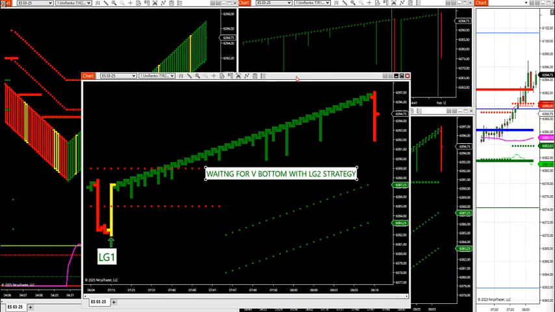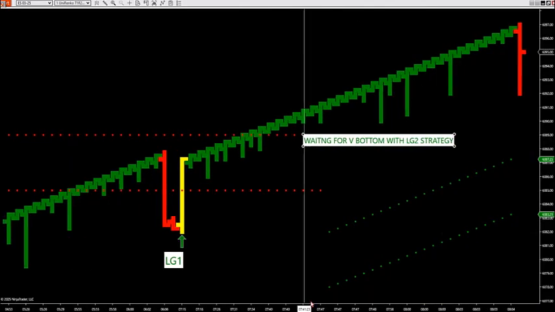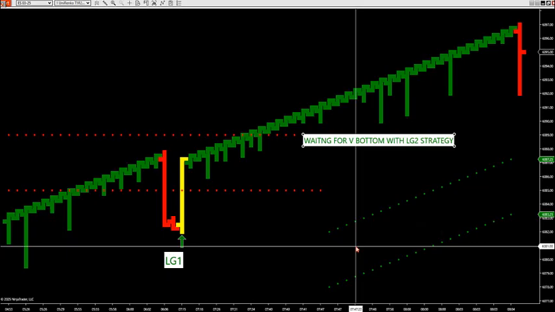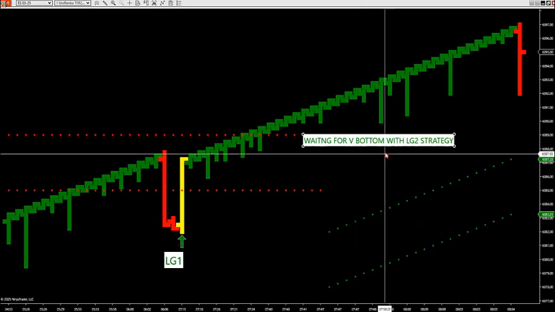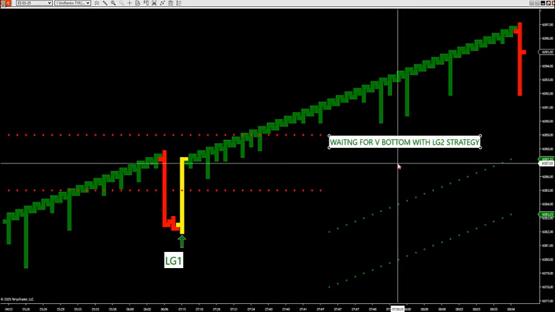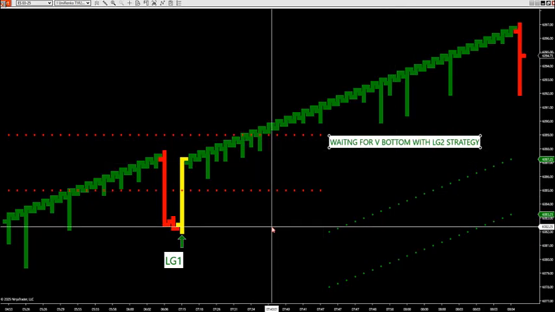So let's take a look at what we're looking for. All right, so what we're doing, we're in an uptrend right now. Our zones are up. Our dual trend filter is up. So we have an LG1 strategy and we have an LG2 strategy. Okay, so when do you turn on the LG1? When do you turn on the LG2?